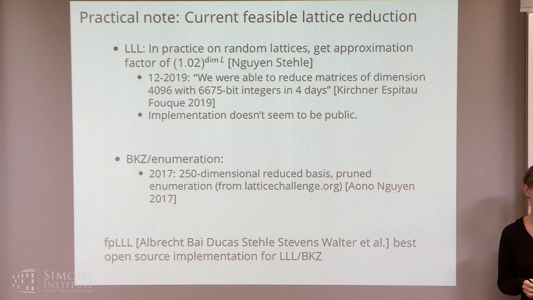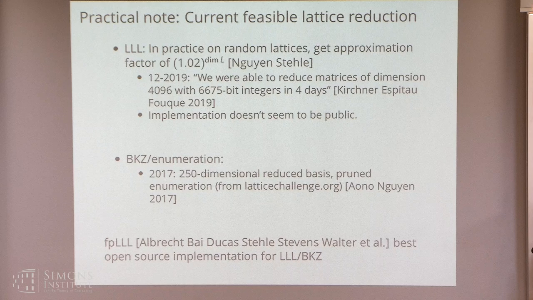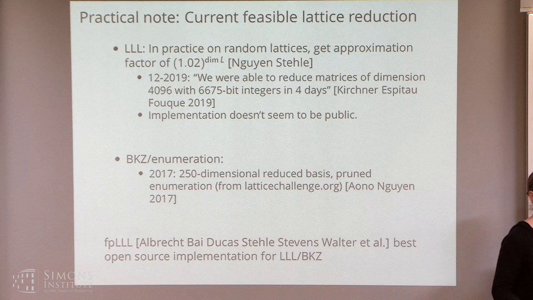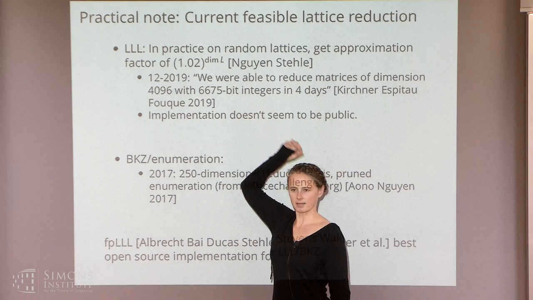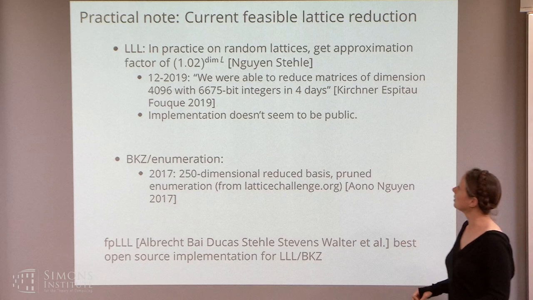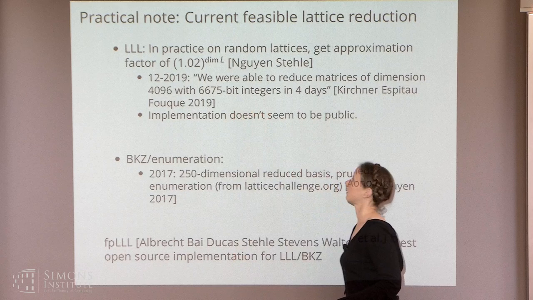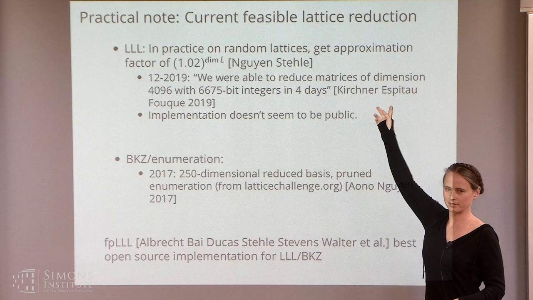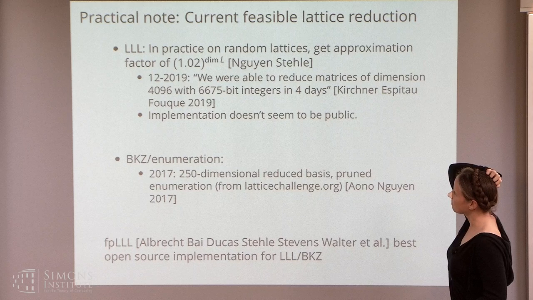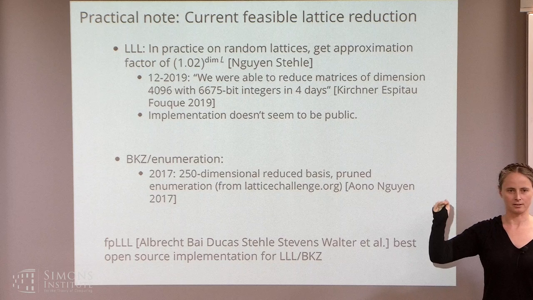So the things that we care about for concrete computations: one is empirically, if you choose a random lattice and you run LLL on it, you get a much better approximation factor than the provable guarantee. You get about 1.02 to the dimension as your approximation factor. And this works pretty well for cryptographically generated lattices. The other thing that's relevant is what size of lattice can you actually run LLL on, beyond the fact that it's polynomial time. The best numbers that I've seen are from a paper posted on the preprint archive last month. Dimension 4096 with 6,000 bit integers in 4 days. As far as I know, they have not released their implementation. This is parallelized, so it's a new technique. But roughly, a few thousand dimensions is the limit of what people are actually concretely able to compute now.